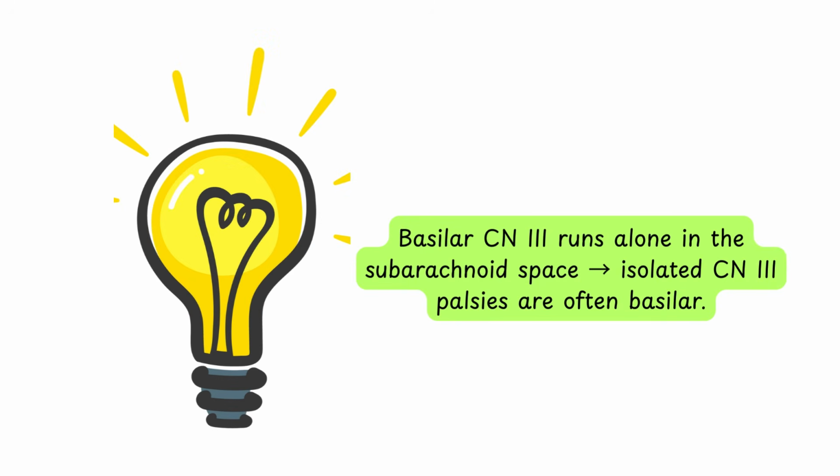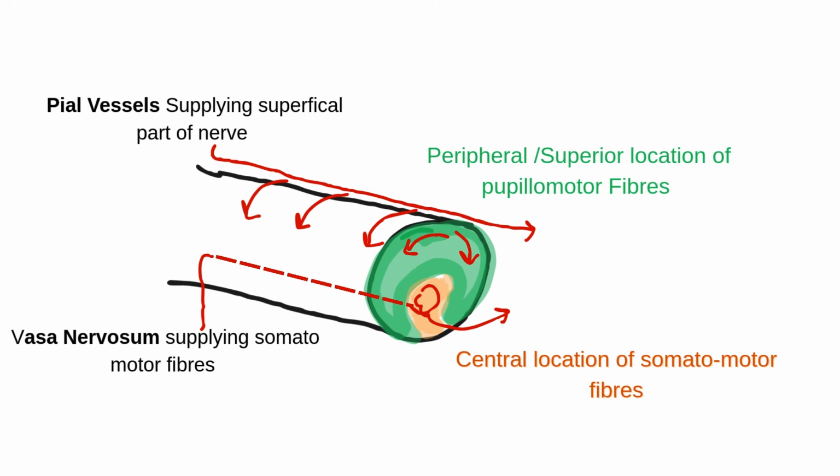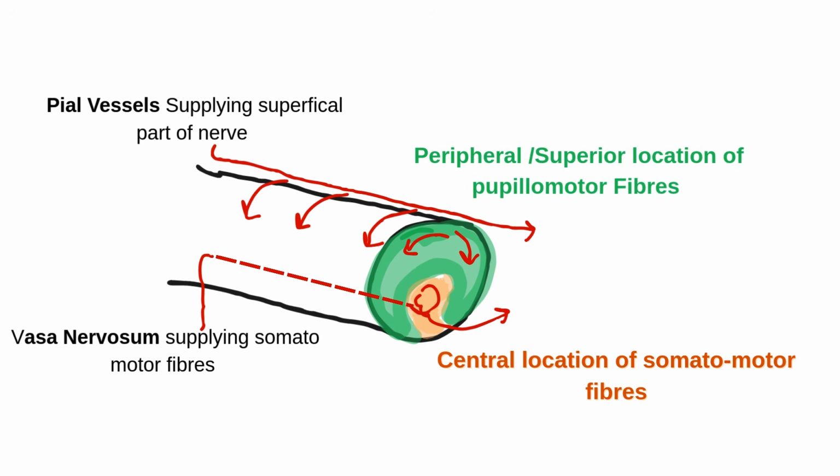This is a very important point. The basilar segment of the cranial nerve 3 runs alone in the subarachnoid space, and therefore isolated third nerve palsies are often basilar in nature. Another important point here is the arrangement of the fibers. In this diagram, you can see the somatomotor fibers are arranged centrally, and the pupilomotor fibers, which are the parasympathetic fibers, lie superficially at the periphery of the nerve.